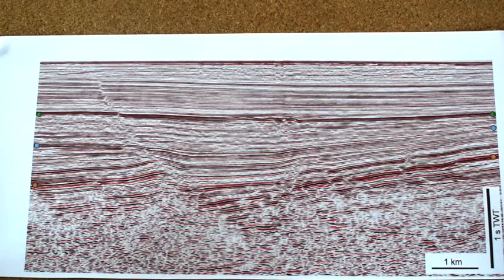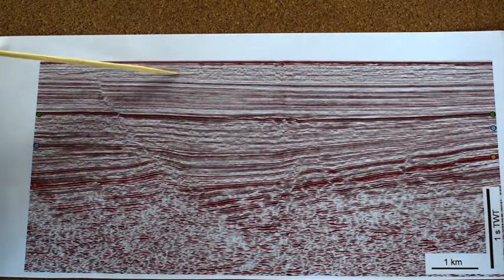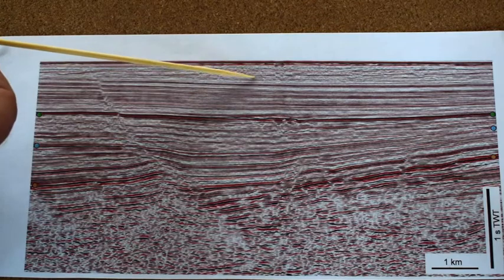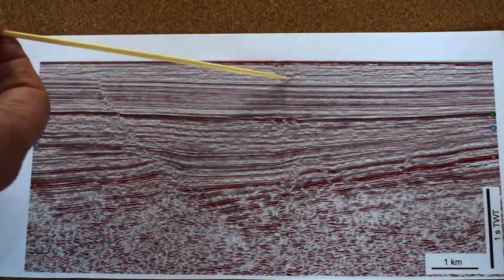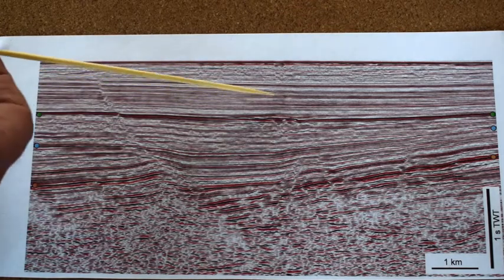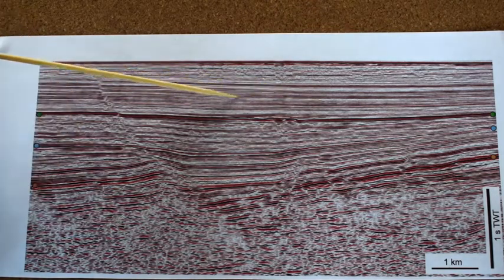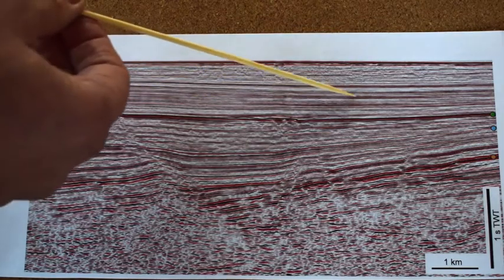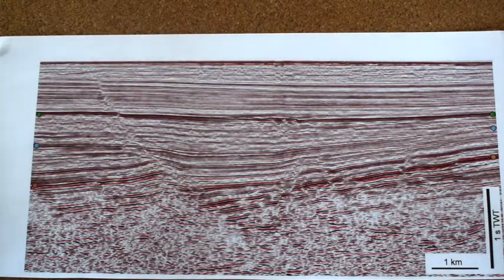So this is a seismic profile from the Inner Moray Firth, and let's describe some of its seismic character. Starting at the top here, we can see that we have a series of discontinuous reflectors that are subhorizontal, generally running across like this. But as we come down in the section, we can see that these reflectors are far more continuous and can be traced for considerable distances across the profile.